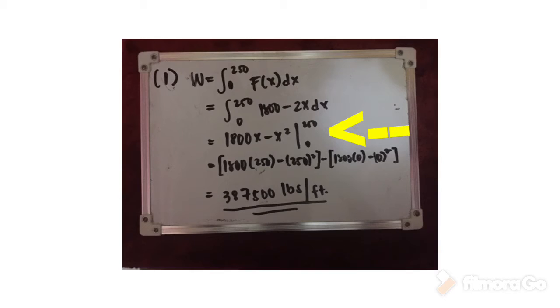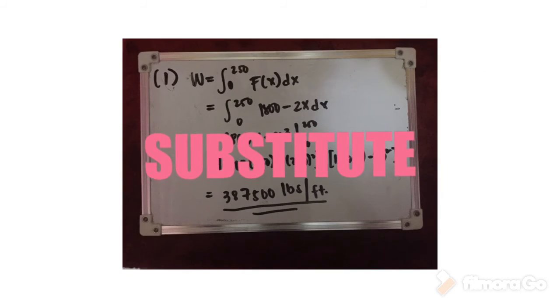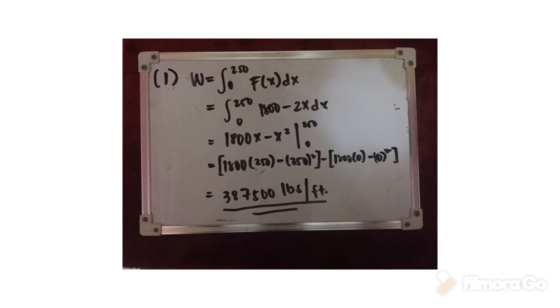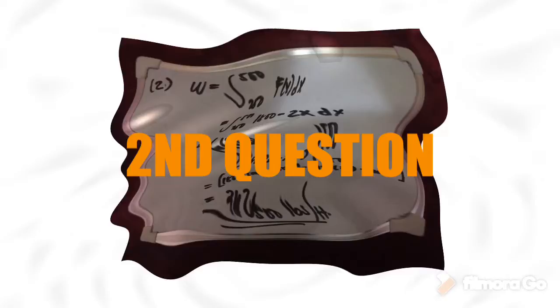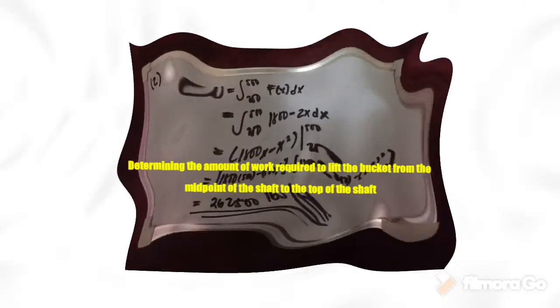You'll just integrate it and it will have an answer of 1,800x minus x squared from 0 to 250 feet. After that, you'll just substitute the values of x, which are 0 and 250 feet. And finally, you will have an answer of 387,500 pounds per feet.